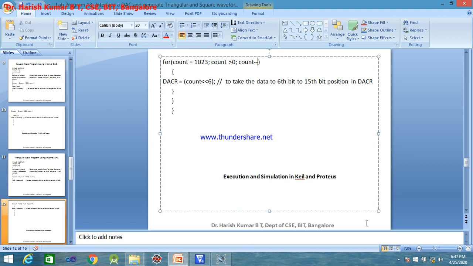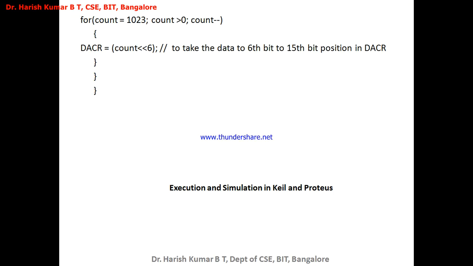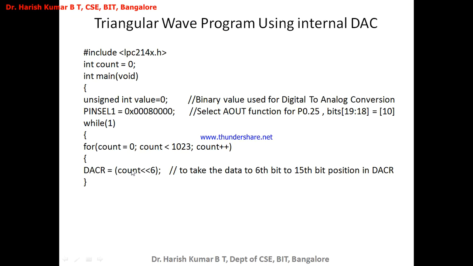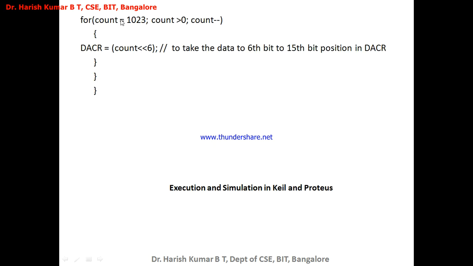Count should be initialized to 1023 because in this loop I have counted from 0 to 1023, the waveform is something like this. Now I have to decrement from 1023 to 0. Now count is equal to 1023. If the count is greater than 0, count minus minus, count left shifted by 6, assign it to DACR.